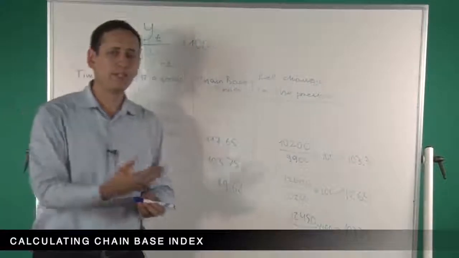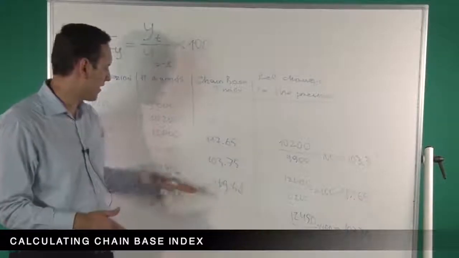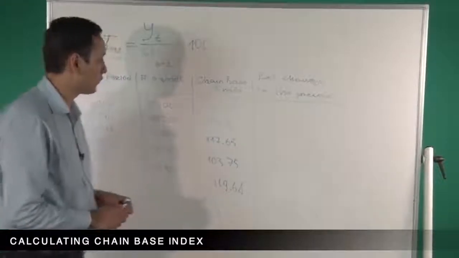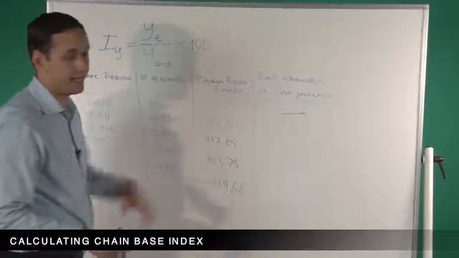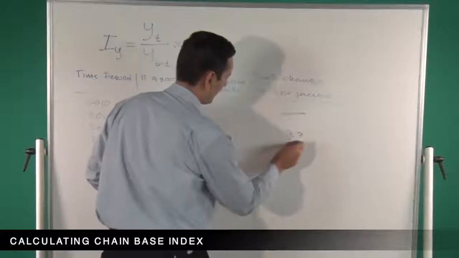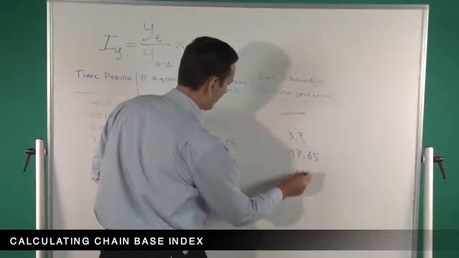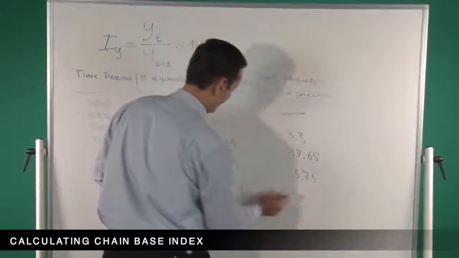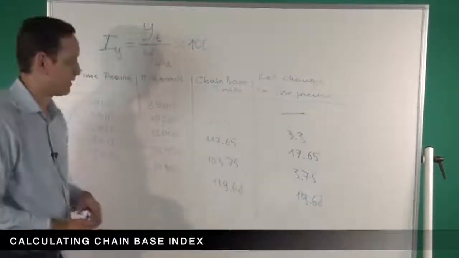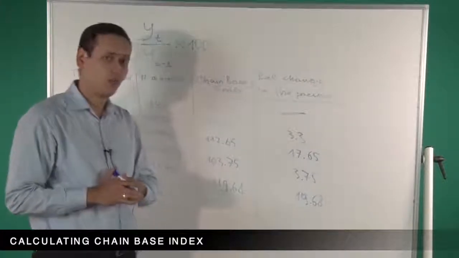119.68. So here we basically calculated the chain-based index. Well, it means that you compare the years with the previous. Well, now for this column, relative change to the previous, we basically write down the numbers subtracting 100 from them, meaning that's 3.3, 17.65, 3.75, and 19.68. And that's it. So this also can be used as a percentage change, which is exactly what it shows.